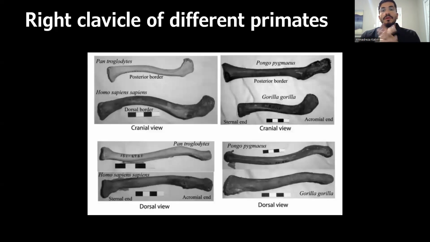And also I found a study on the right clavicle of different primates and their evolution, as you can see. And in modern humans, the clavicle is very, very curvy. And this is also important because this is the other side of the AC joint. That's because what is a joint? It's an intersection of the end of two bones.